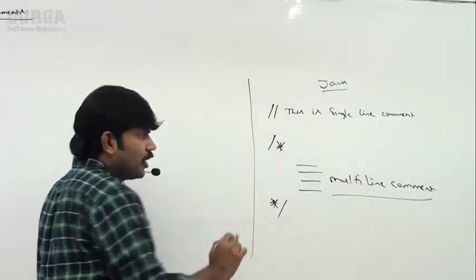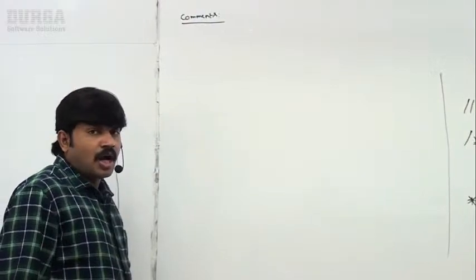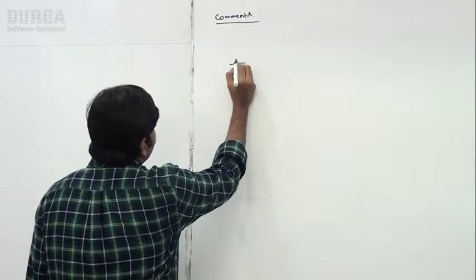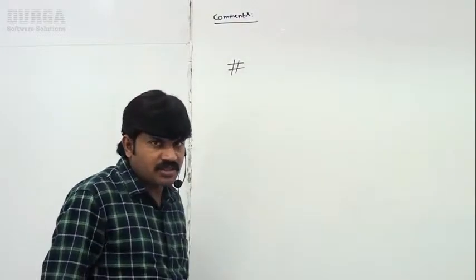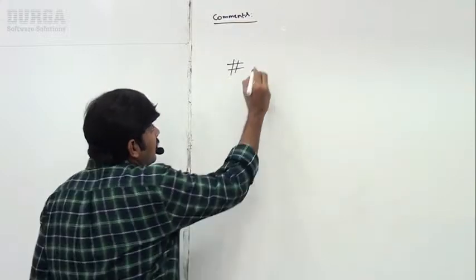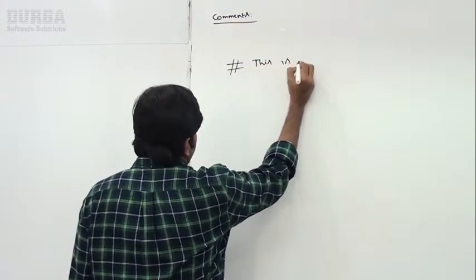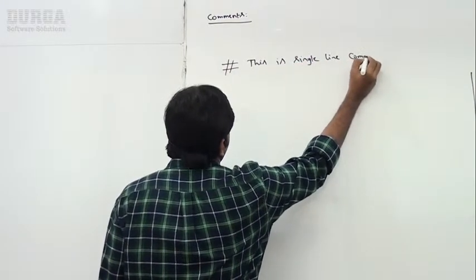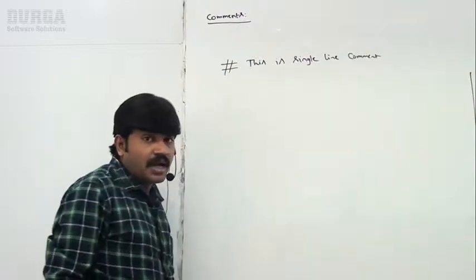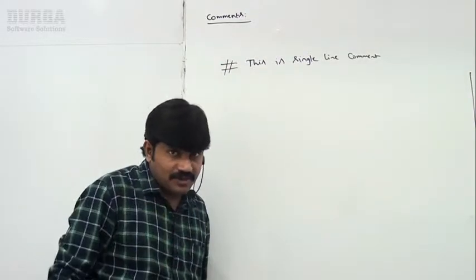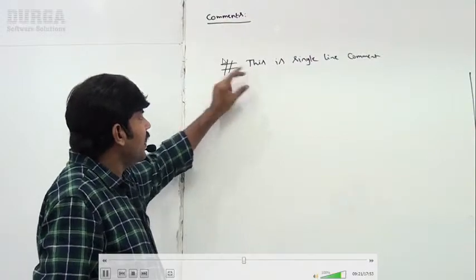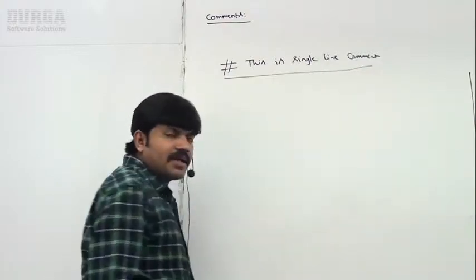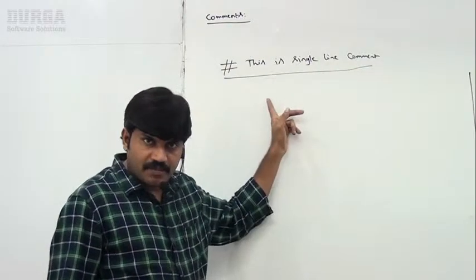Same way, can you please tell how you can represent a single line comment in Python? Very simple, we have to use the hash symbol. This is a single line comment. If any line starts with the hash symbol, the total line will become a comment. Python virtual machine won't execute this line. Remember, it's just a comment.